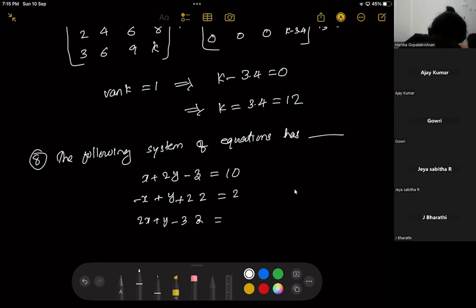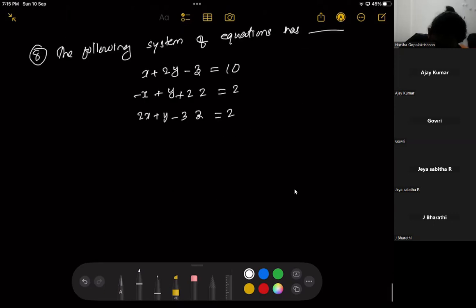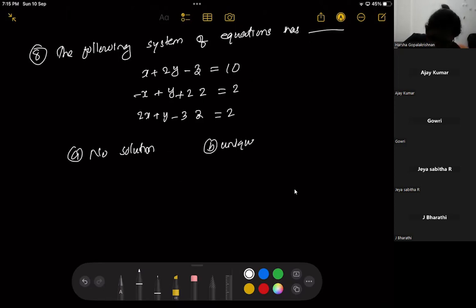So the options are: no solution, unique solution, infinite solutions, finite but more than one solution.